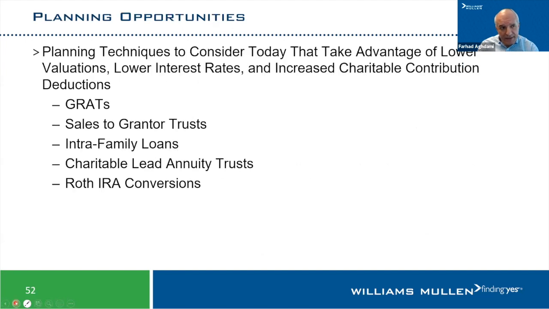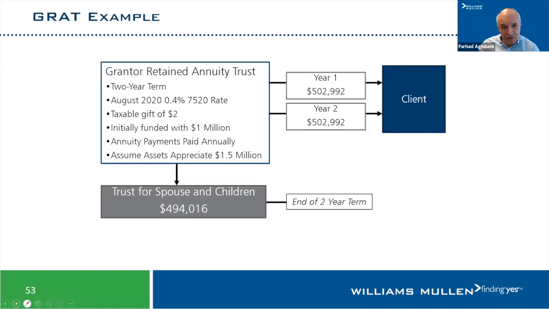If we go to the next slide, the planning techniques that we like, this is kind of what we do all day, every day, but they are extra good right now because you're taking lower priced assets and marrying them with lower interest rates, and so the results are just that much better. The things that we do: GRATs, sales to grantor trusts, family loans, charitable lead trusts, and maybe talk about Roth IRA conversion. So just to go through these slides quickly, the next slide talks about a GRAT.